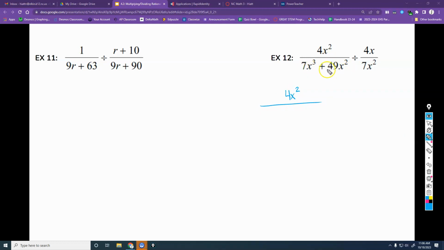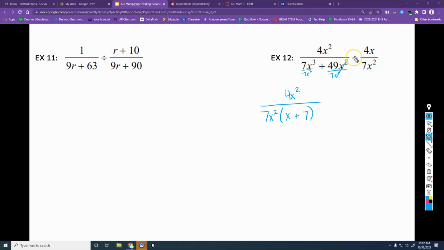How do I factor that? For number 12, how could I factor the 7x to the third? I can pull out a 7x squared. When I divide this by 7x squared, that's just going to be a 1x. And then I'm dividing this by 7x squared. The x squared just goes away. 49 divided by 7 gives me 7.